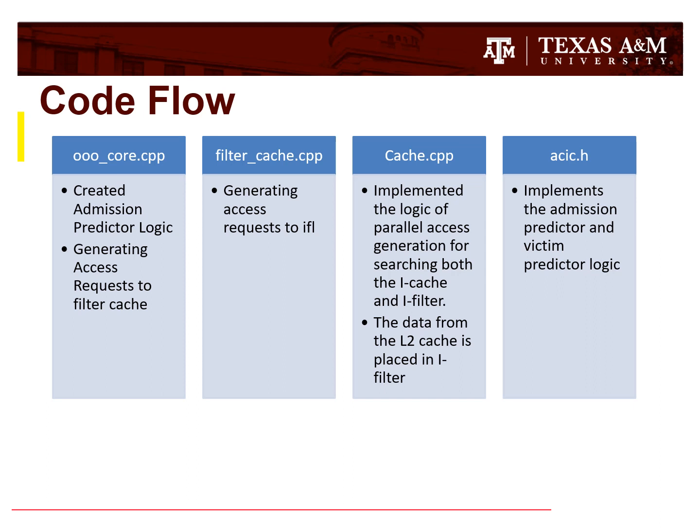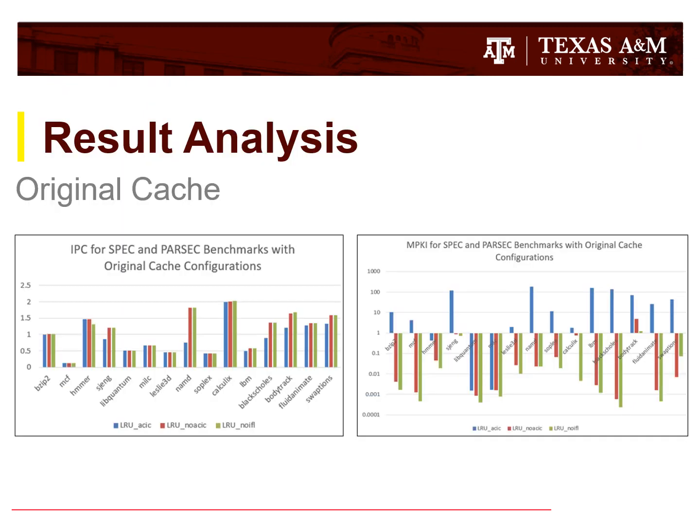And the cache.cpp implements the logic of parallel access generation for searching both the iCache and the iFilter. The ACIC.h implements the admission predictor and the predictor logic. Now let's look into the result analysis.